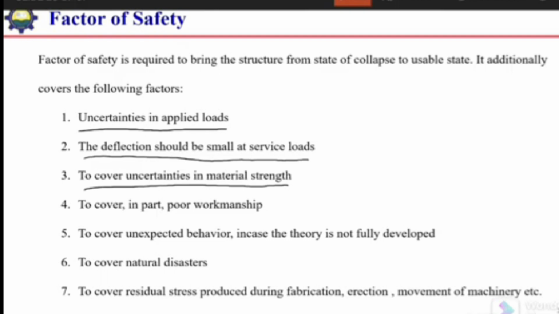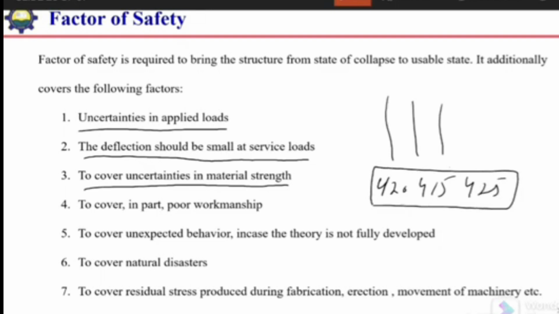For example, if we test under tension, their strength will be somewhat different. For example, one strength is 420, another is 415, and another is 425. So there is a small variation in strength. Mostly we use the average value, so we will report its strength as 420.